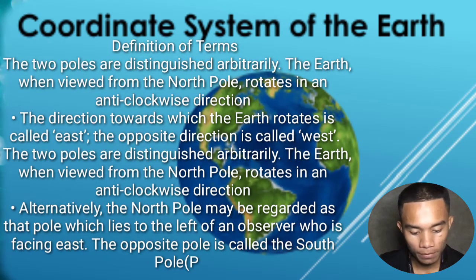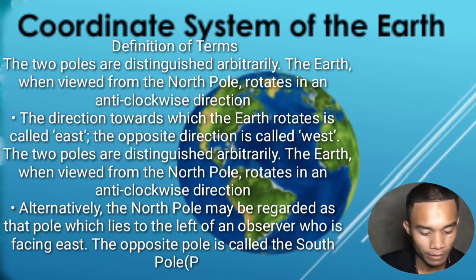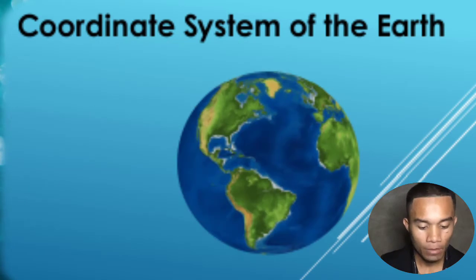Alternatively, the North Pole may be regarded as the pole which lies to the left of an observer who is facing east. The opposite pole is called the South Pole. North and South.